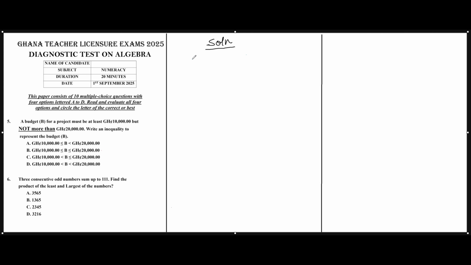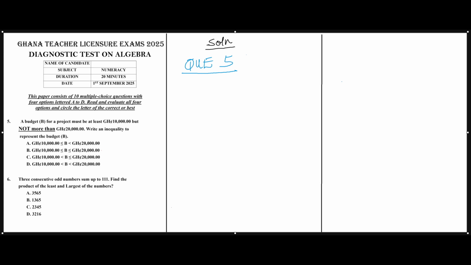Question 5. A budget B for a project must be at least 10,000 Ghana cedis, but not more than 20,000 Ghana cedis. You have to write an inequality to represent the budgets. So let's do a quick revision here.